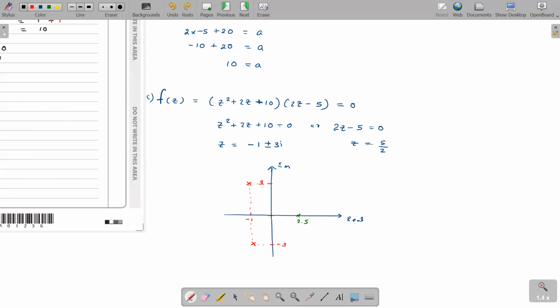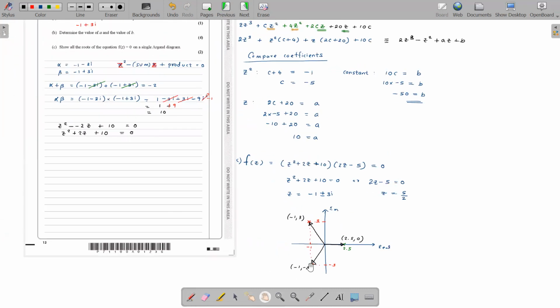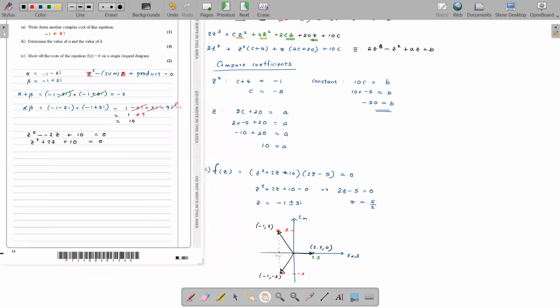So when I draw the complex numbers, this is what I get. Okay, so these are the three complex numbers. This coordinate is minus 1 comma 3. This coordinate is minus 1 comma minus 3. And this one is 2.5 comma 0. Show all the roots of the equation f(z) equals 0 on a single Argand diagram. So this is the answer.